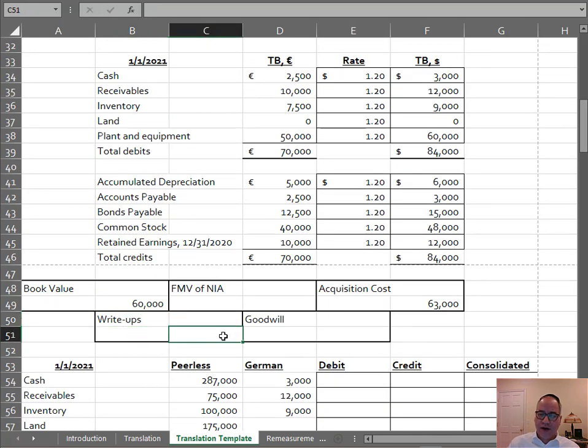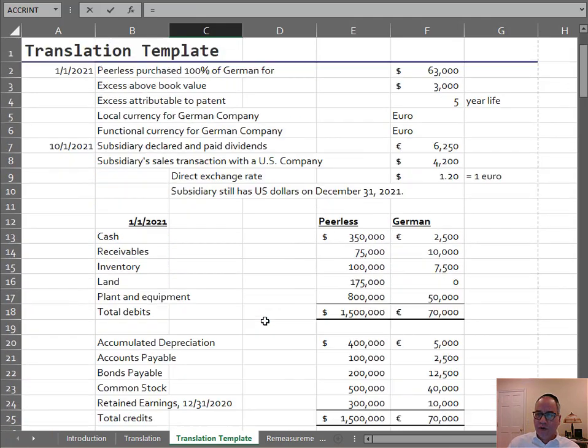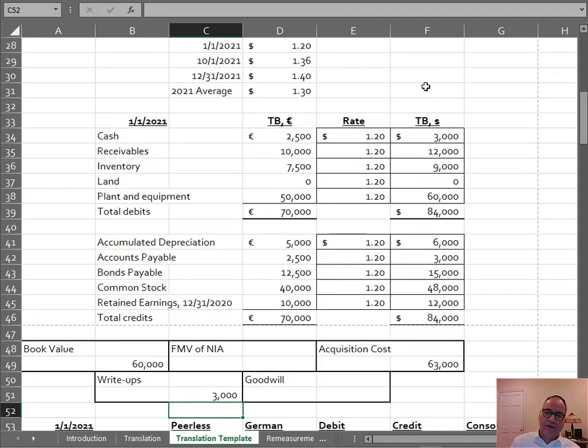And the problem says that there's a patent worth $3,000. I'm just stating it in dollars, but the reality is the patent really belongs to the German company, and therefore it should be denominated in euros because that's their functional currency. I'll talk about that again. So the fair market value of the net identifiable assets, the whole company plus the patent, is $63,000. And goodwill will be $0.